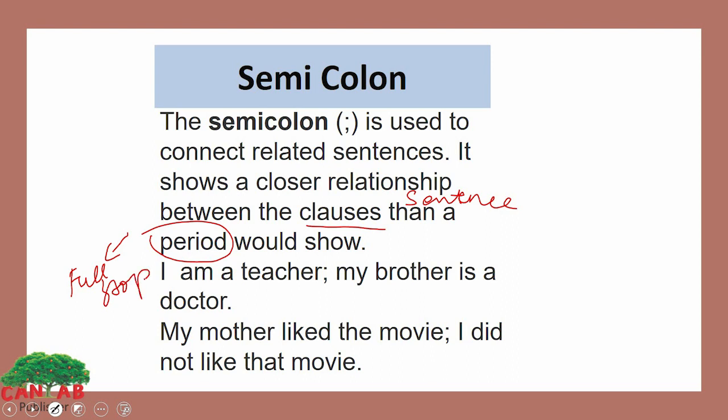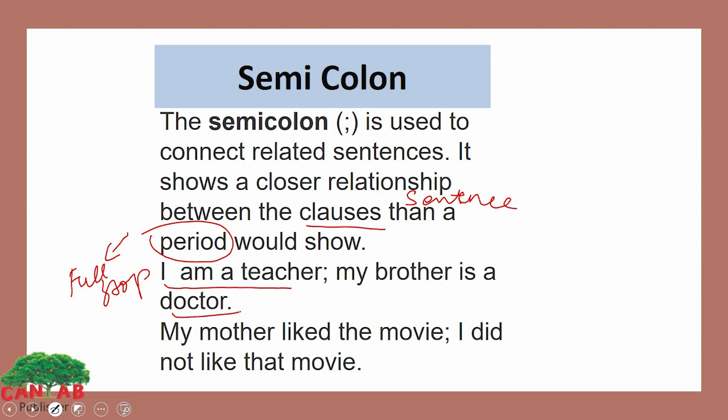For example, "I am a teacher; my brother is a doctor." Here, the two sentences have a relationship. The two sentences are related to each other. So we can add a pause, a break here, and put a semicolon. It shows the closer relationship.